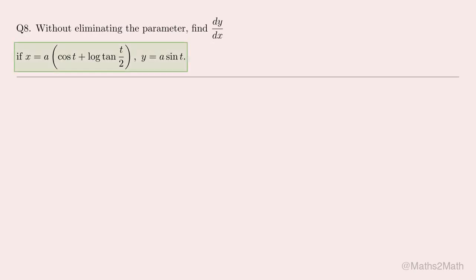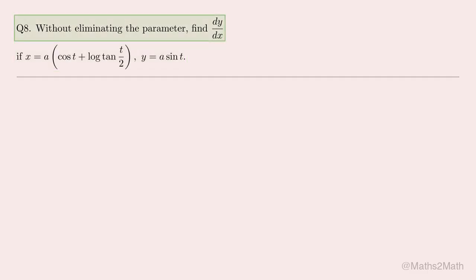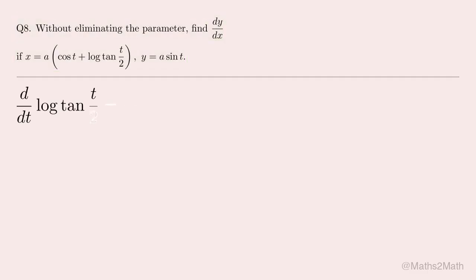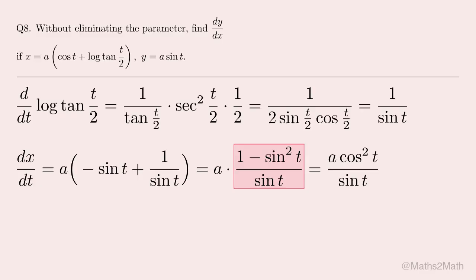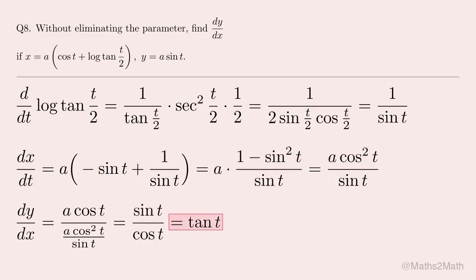Question 8. A logarithm of a half-angle tangent joins the cosine in x. The log term differentiates to exactly 1 over sine t. The log of tangent half t gives 1 over tangent times secant squared times a half, which is 1 over 2 sine half cosine half, 1 over sine t. So dx by dt combines over sine t into a cosine squared. With dy by dt equal to a cosine t, the quotient is tangent t.